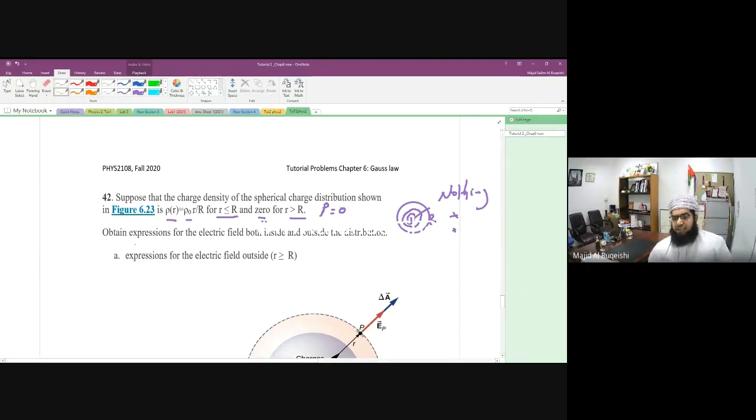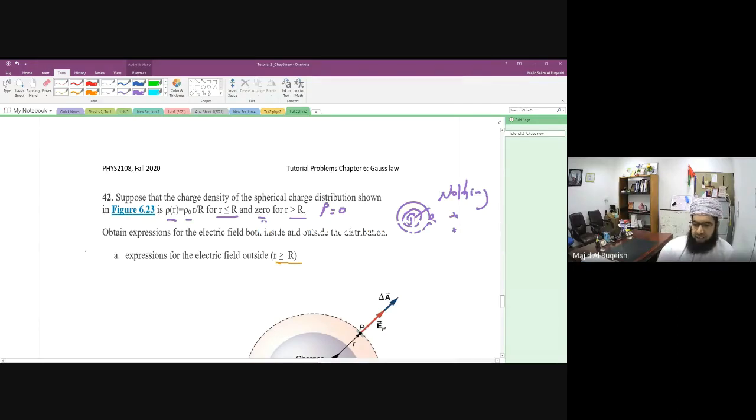Obtain an expression. The question is now coming: obtain expressions for the electric field, both inside and outside the distribution. So they are looking for E inside the sphere and outside the sphere. Inside the sphere means r is less than R capital, and outside the sphere, r is larger than R capital, like here.